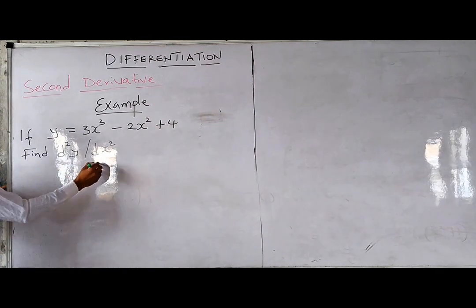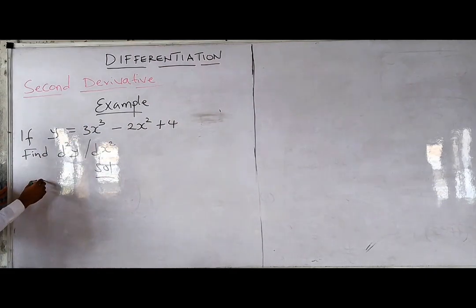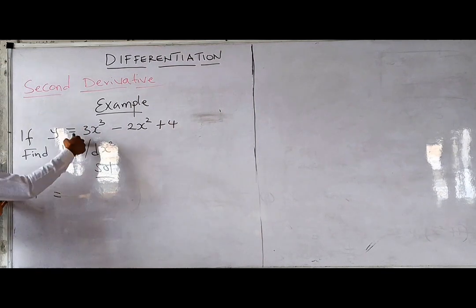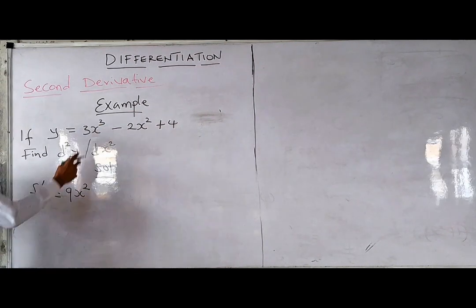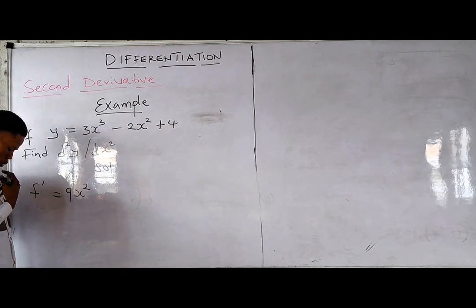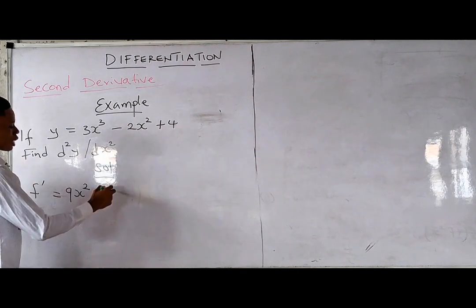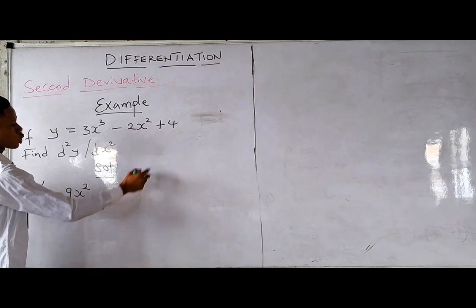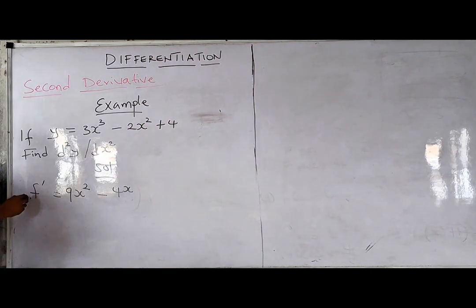So first, we differentiate this the first time. So the first derivative will give us what? If we differentiate this the first time, 3 times 3 will give us 9x raised to power 2, right? Because 3 minus 1 will give me 2. Minus 2 times 2 will give me 4x, right? Plus differentiating 4 will give me 0. Good. This is the first derivative.